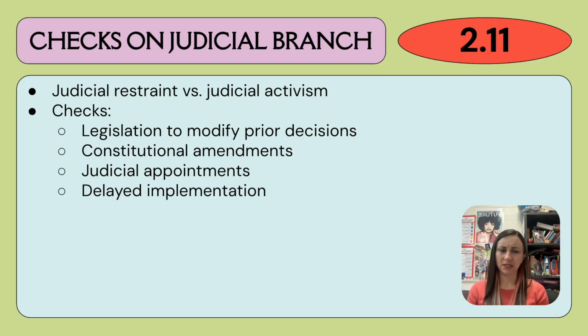And then delayed implementation, right? This is the idea that we can have a court case decide something, but who's going to enforce it is the executive branch. And so the executive branch can make the courts wait for their decision to be implemented. For example, after Brown v. Board of Education, which is what we were talking about earlier, desegregation took decades, like into the 90s. There were still segregated schools.